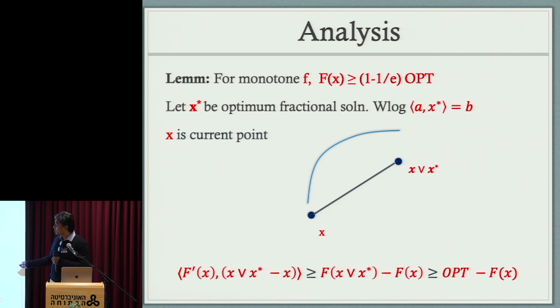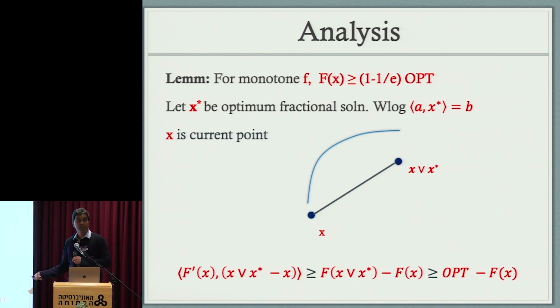It's at least f of x star, so this is at least, right? So the inner product of the gradient with this direction is at least opt minus f of x. This should remind you of the discrete greedy analysis if you have seen this before, right?